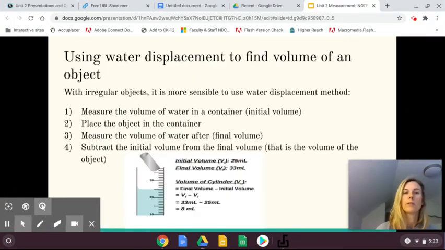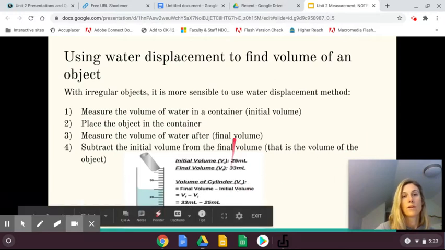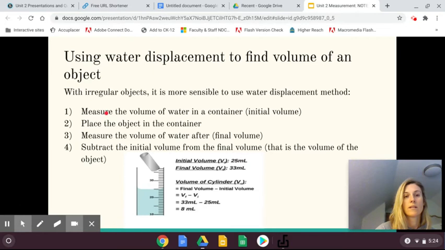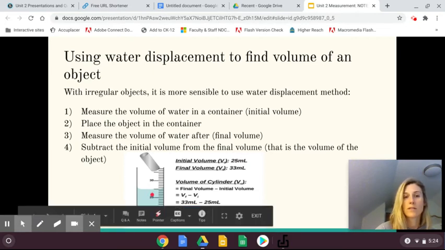Okay, so level 2, I would consider ones that have water displacement in them. Especially with irregular objects, it's difficult to find their volumes if they're not cylindrical or a cube. So with irregular objects, it's more sensible to use what's called the water displacement method. For this method, when you're in lab, you would fill a graduated cylinder, for example, with some water.